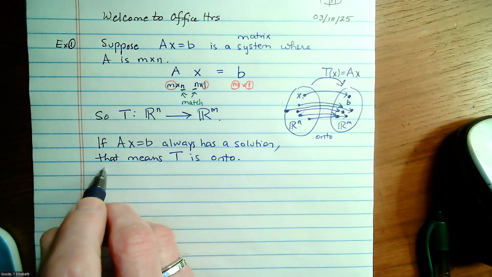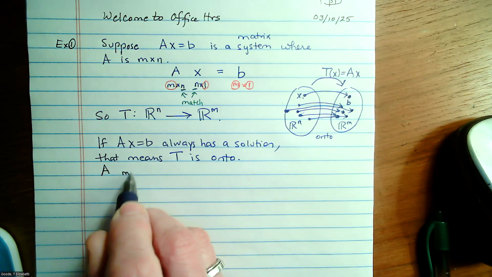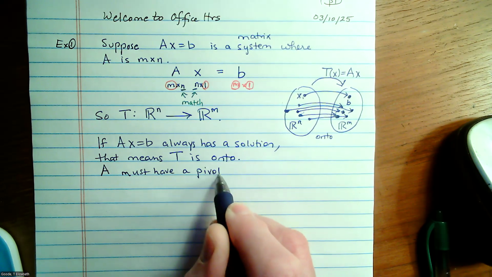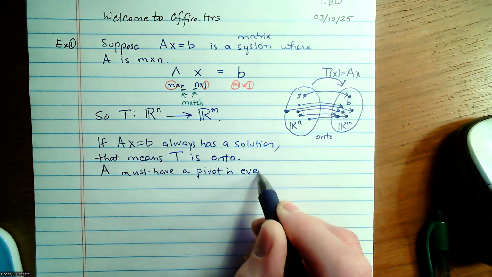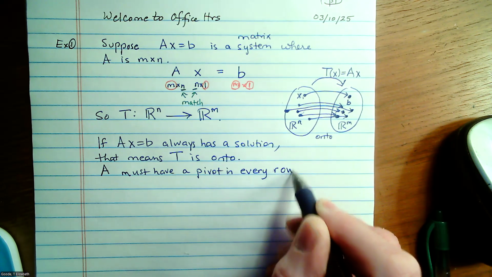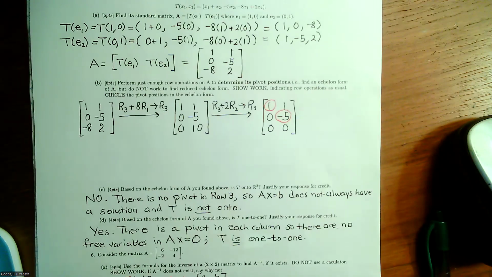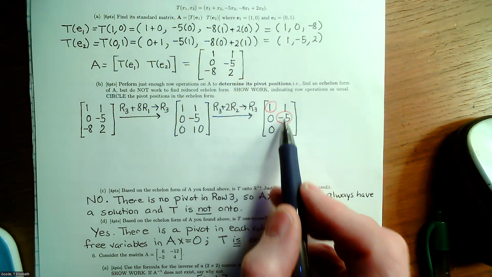Yes. Okay, and the bottom line is A must have a pivot in every row. Now we may not be able to see that until we do row reduction, but the pivot positions don't actually change. Once we find the pivot positions, we can say those were the pivot positions back in the original matrix. So, for example, in this particular problem, we found there was not a pivot in every row.